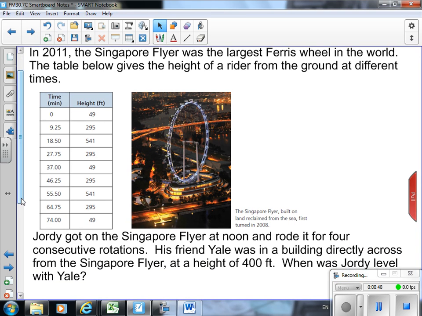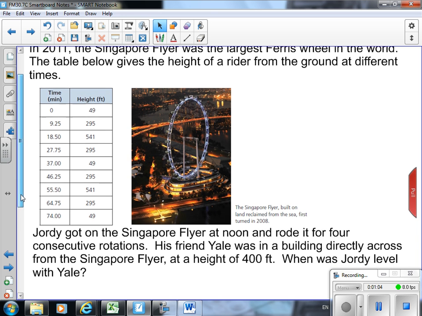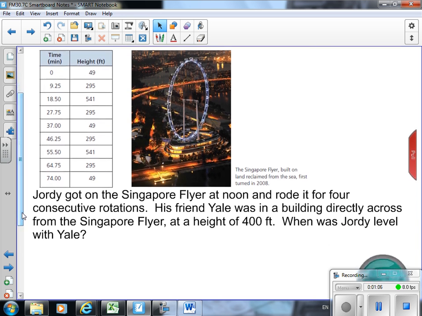So Jordy got on the Singapore Flyer at noon and rode it for 4 consecutive rotations. His friend Yale was in a building directly across from the Singapore Flyer at a height of 400 feet. When was Jordy level with Yale? So we want to know at what points was he at the same height as his friend who was 400 feet off the ground. So once you've entered your data, then you can get the sinusoidal regression.